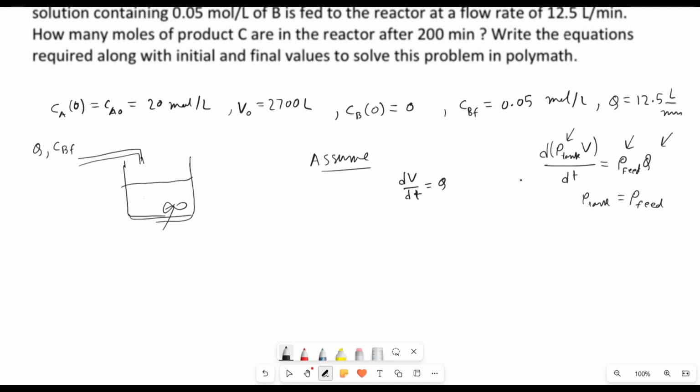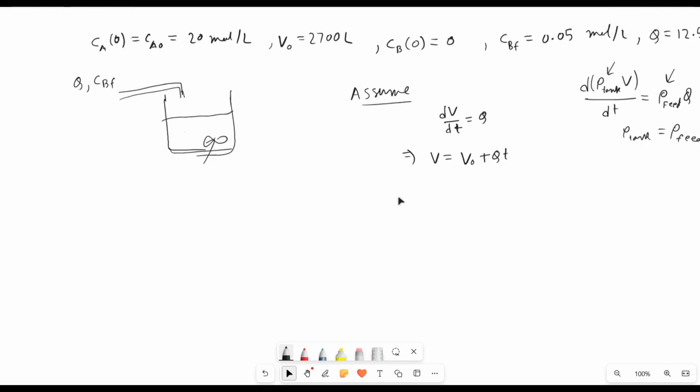If these two are equal, then the volume inside the tank can be represented as V equal to V naught plus Qt. This I have integrated from V naught to volume at time t. V naught is the initial volume, t is the time. So this is the expression. Now let us do the balance of A.